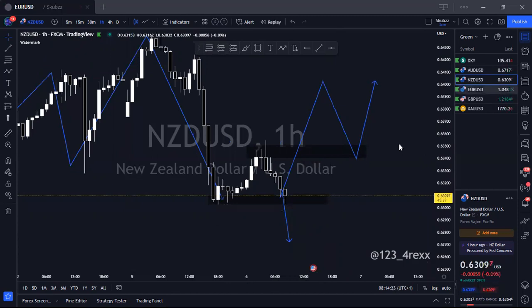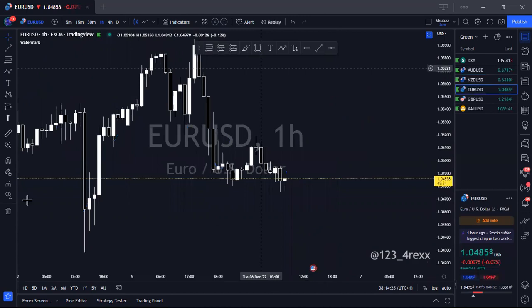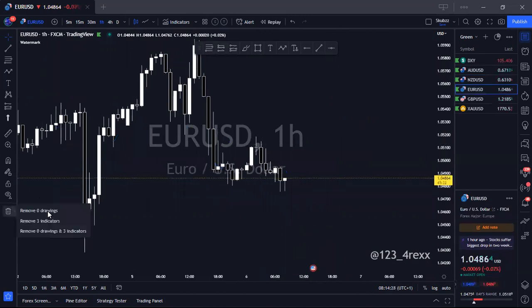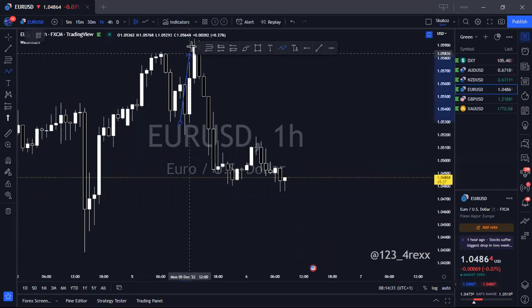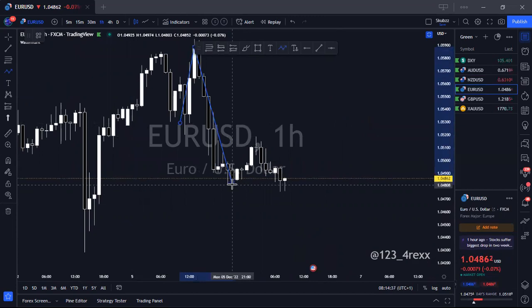Then EURUSD. EURUSD is the same thing. We are at those lows. We shifted structure yesterday. This was the shift in market structure here, then boom, we broke this low to the downside. Now we're in a bearish trend. We pushed up, and now we're tapping into these lows.